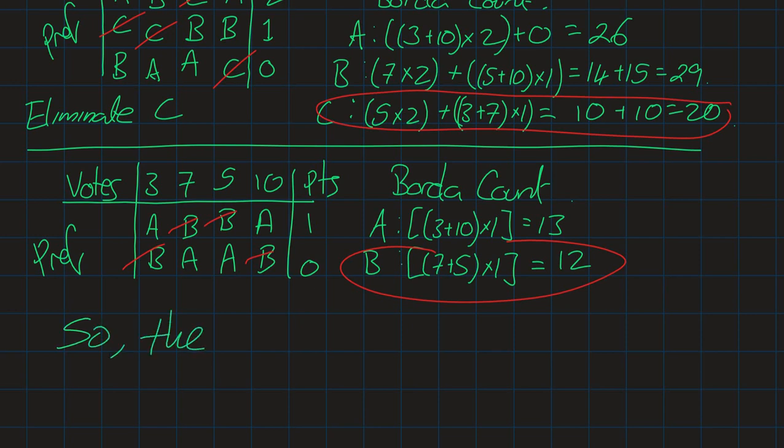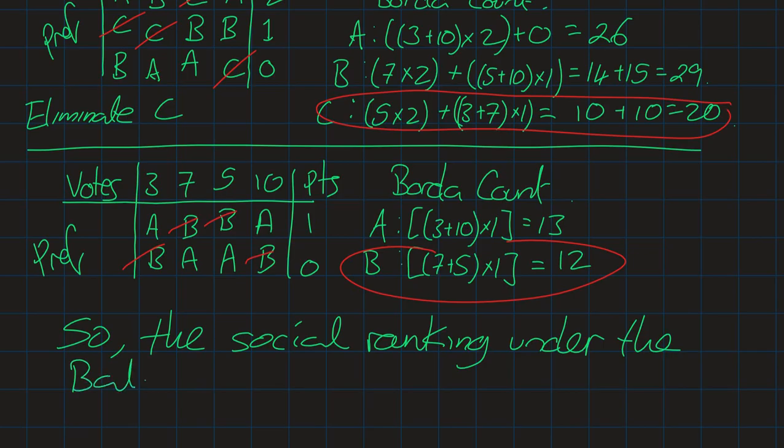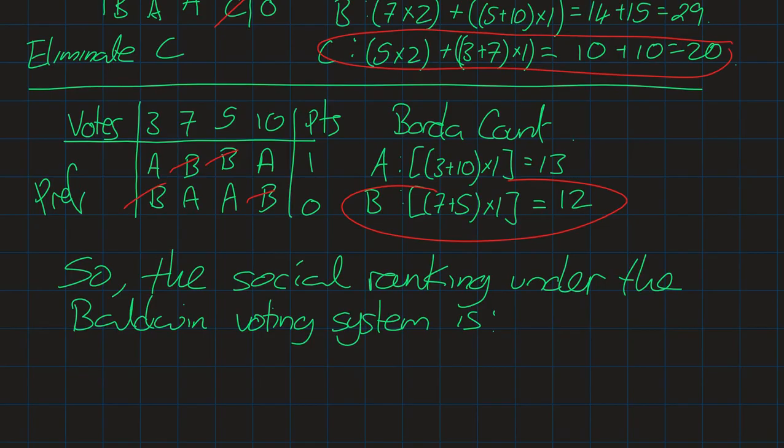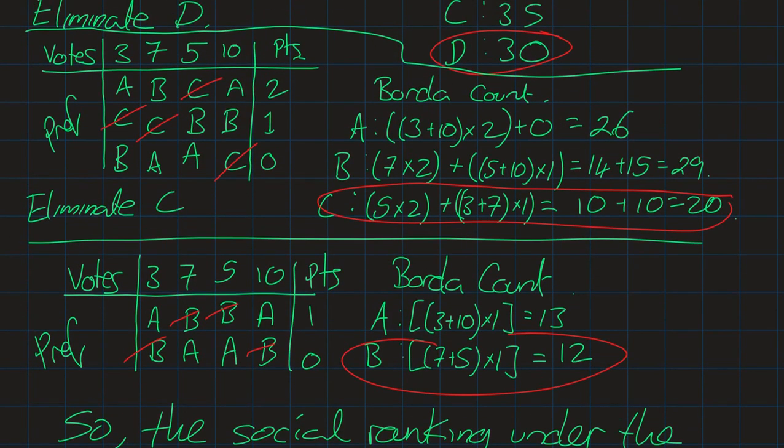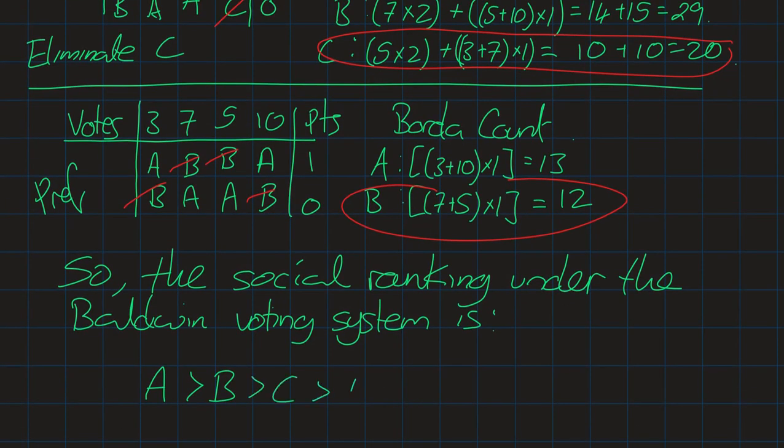So the social ranking under the Baldwin voting system is, who comes first? A comes first, B came in second place, then C, then D. This is the Baldwin voting system. That's the end of this example, and that's the end of this video.